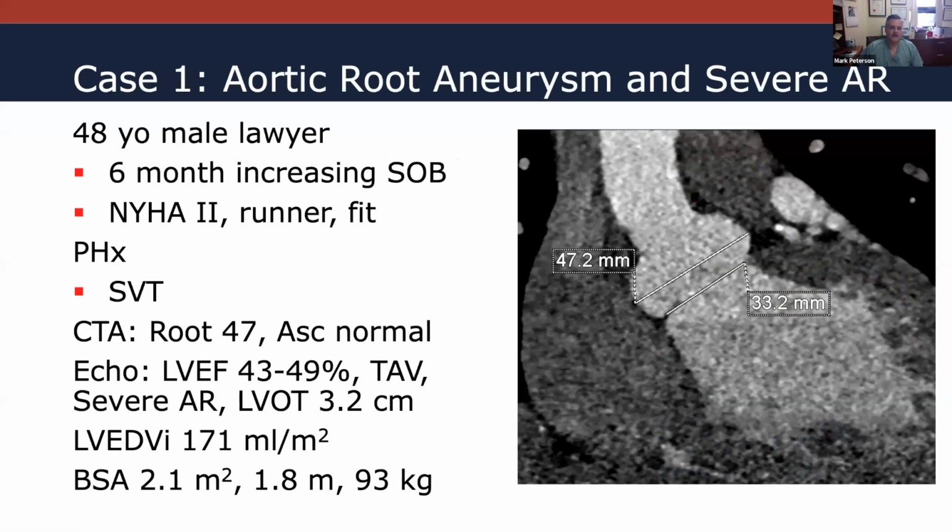This is a 48-year-old lawyer who had a 6-month history of shortness of breath, NYHA class 2, otherwise fit, a runner. Past medical history is relatively unremarkable with the exception of an SVT. During the workup, we obviously start with an echocardiogram. I always do an echocardiogram at St. Michael's Hospital. I trust the echoes here. They're done really quite well, and so that's really the reference testing.